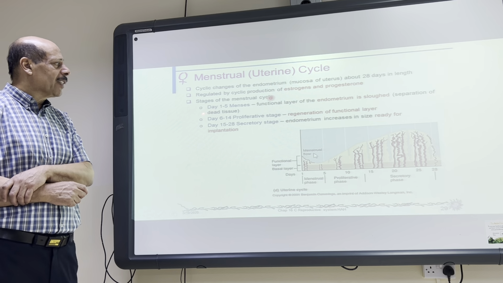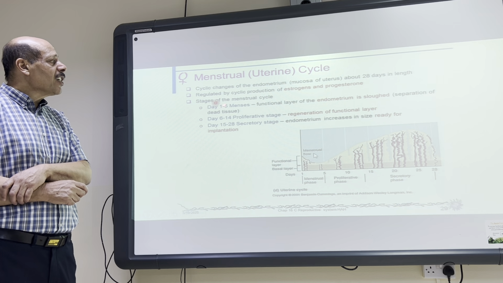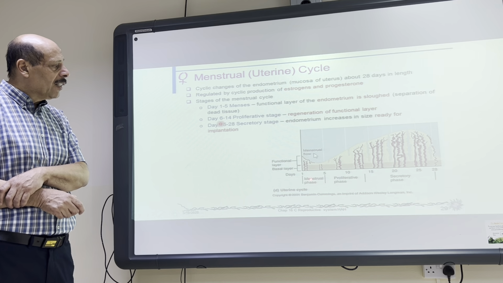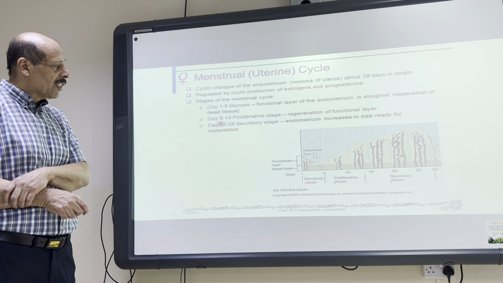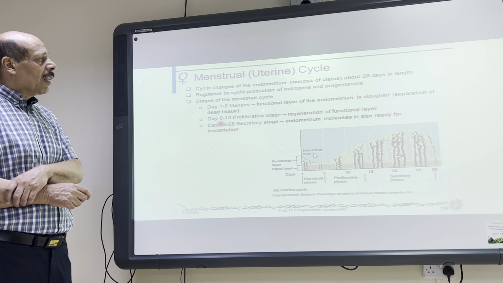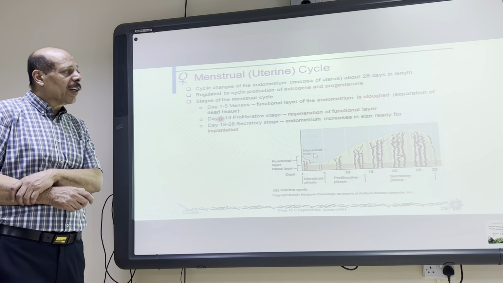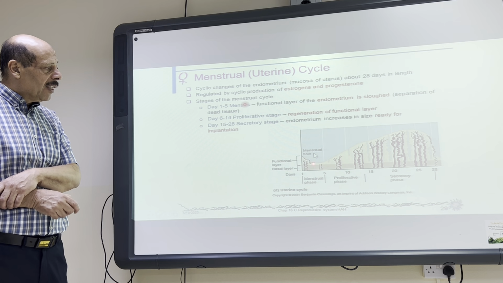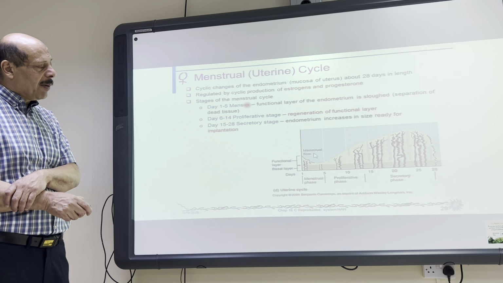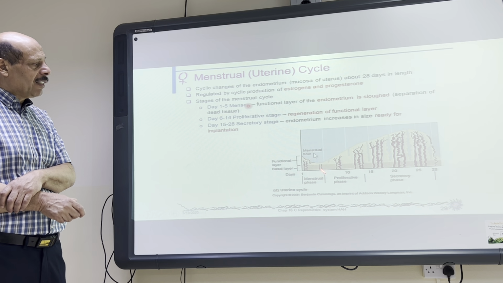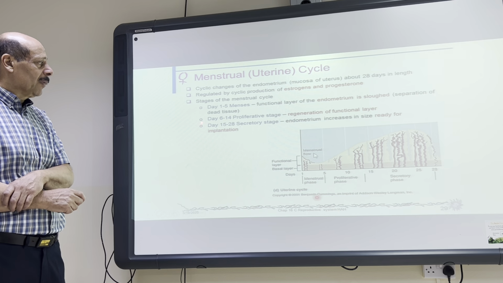The cyclic production of estrogen and progesterone will regulate that menstrual cycle. The stages of the menstrual cycle: from day 1 to day 5 is the menstrual phase. The functional layer of the endometrium is sloughed, separated from the dead tissues. It will be separated from the wall of the uterus, and it will start to bleed and come out.